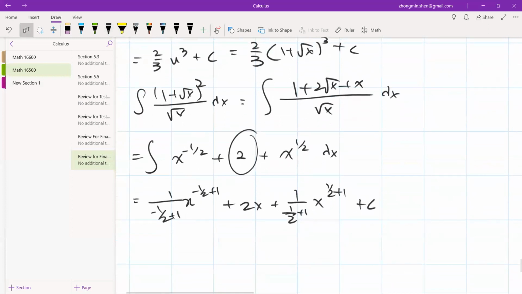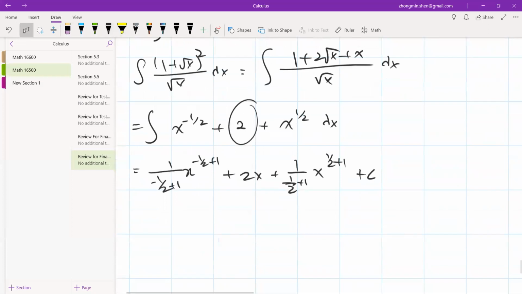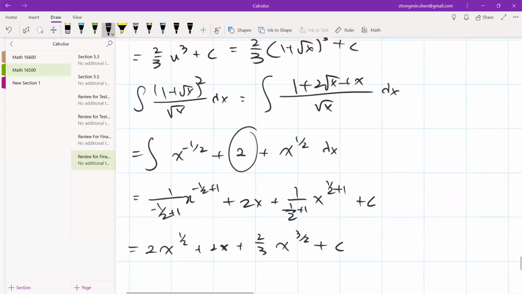So you don't need to learn more to get high scores. Just pay attention, don't make stupid mistakes. You already have the knowledge to solve the problem. So you don't drop the 2. The 2 is there. Then you simplify a little bit. It's going to be 2x to the 1/2 plus 2x plus 2 over 3 x to the 3/2 plus C. It looks different from the answer key, right?